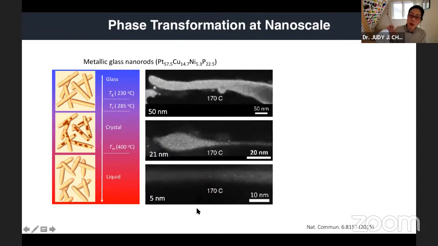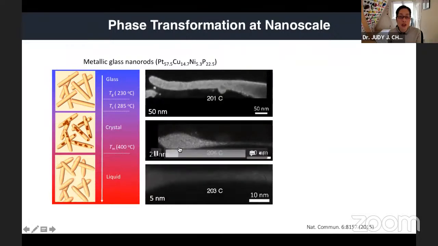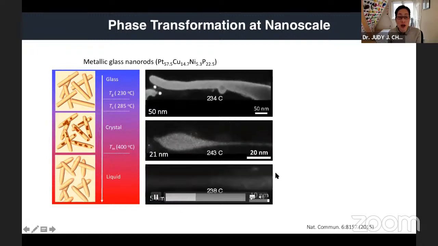So we're ramping up the temperature from room temperature to 900 degrees Celsius. The movies I'm about to show you are sped up. So it tells you right now it's 170 C. The ramp rate is the same. So this is about 50 nanometer diameter. This is about 20 nanometers, and this is about 5 nanometers.